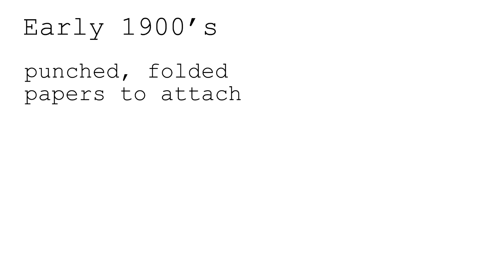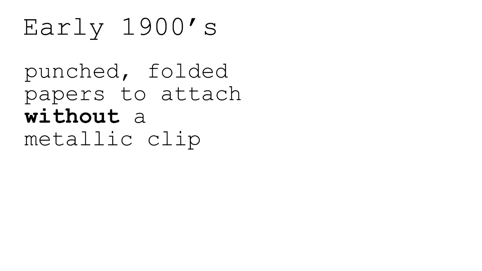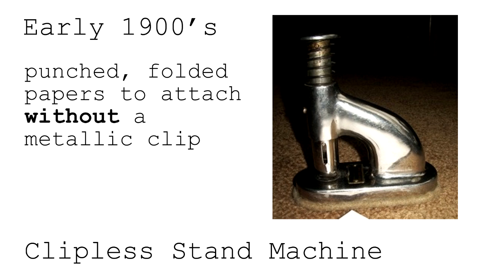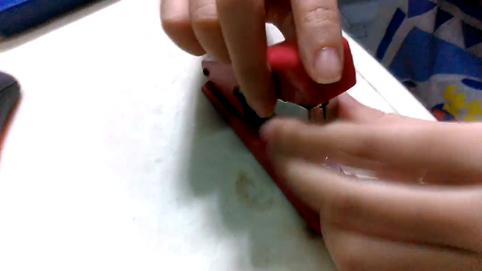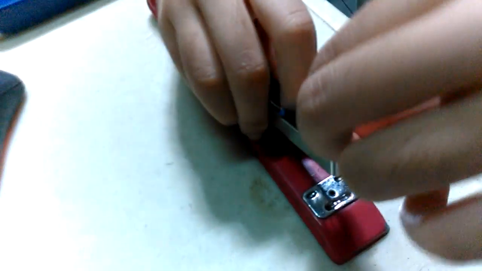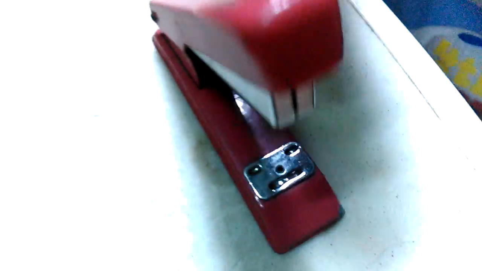In the early 1900s, several devices were developed that punched and folded papers to attach them to each other without a metallic clip. The clipless stand machine, which was famous then, cut a tongue in the paper that it folded back and tucked in. Improvements to the basic designs were made to enable multiple staples to be loaded at once, in the form of strips.